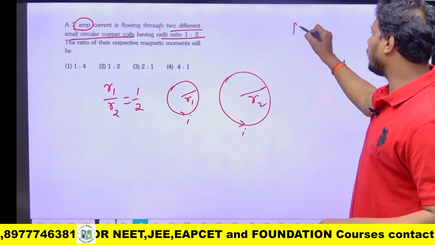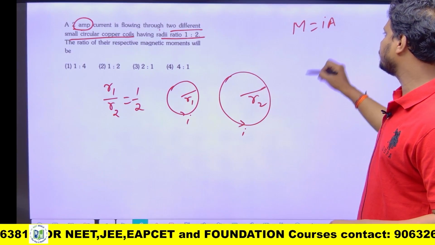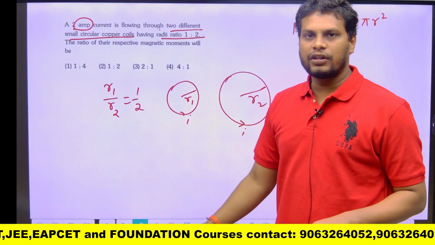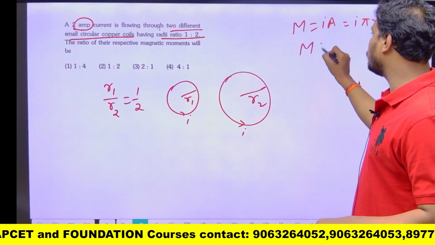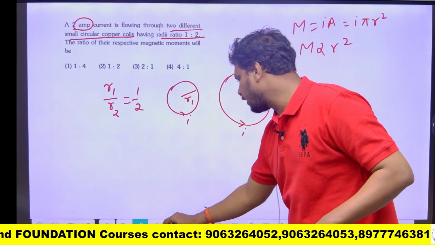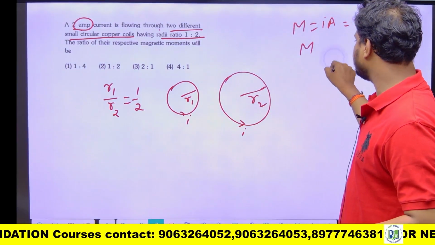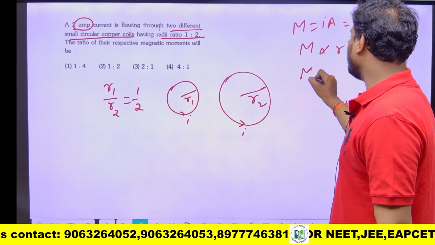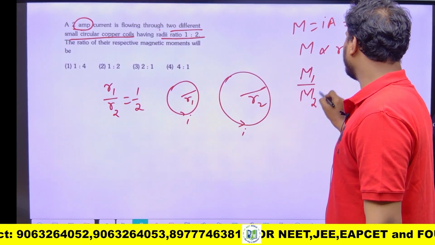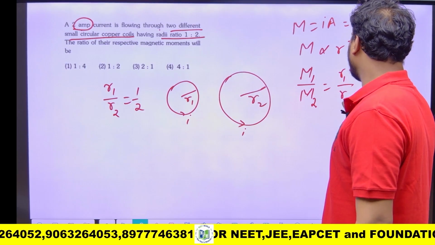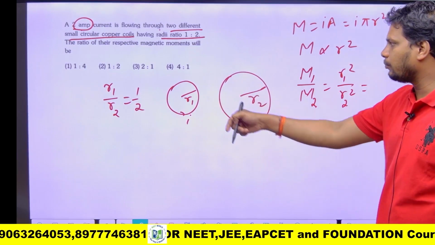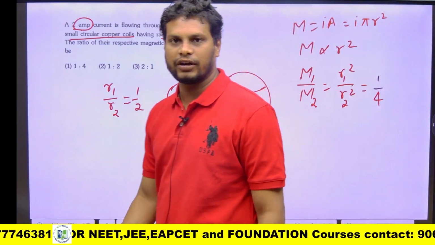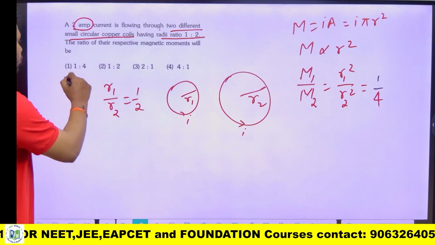The magnetic moment formula is I into A, that is I into area, which can be taken as pi r square. Then magnetic moment is proportional to r square. Then we can say m1 by m2 is equal to r1 square by r2 square, which is equal to 1 by 2 whole square, which is equal to 1 by 4, because 1 by 2 whole square is 1:4. So 1:4 is the answer.